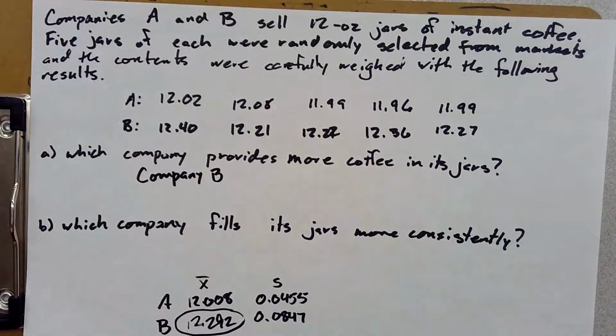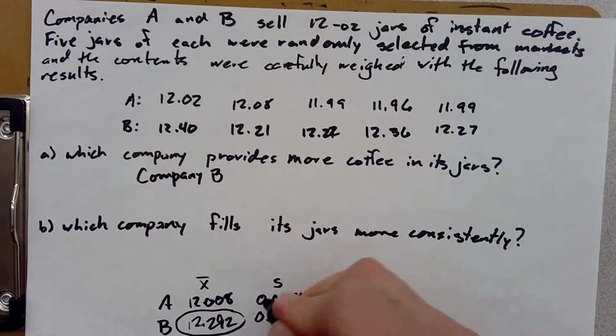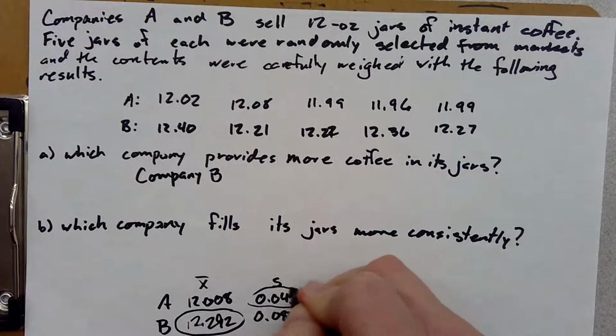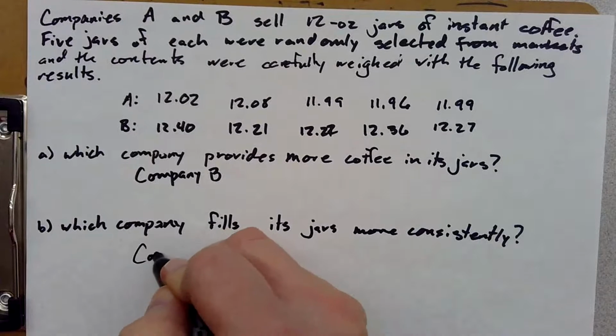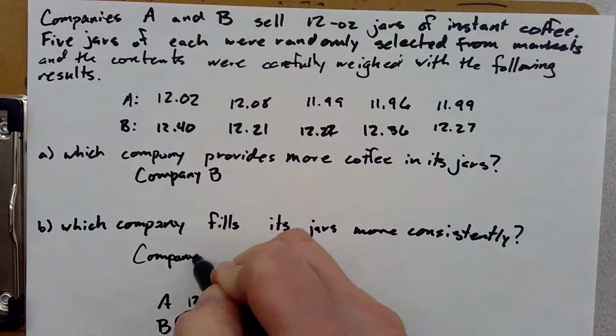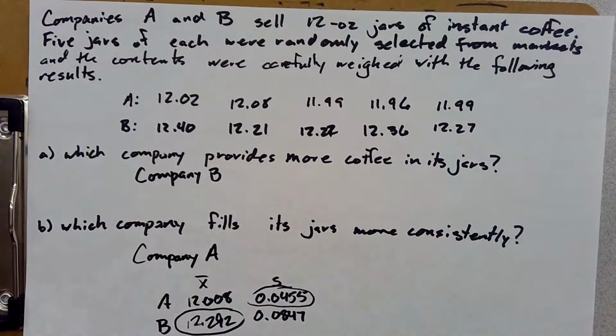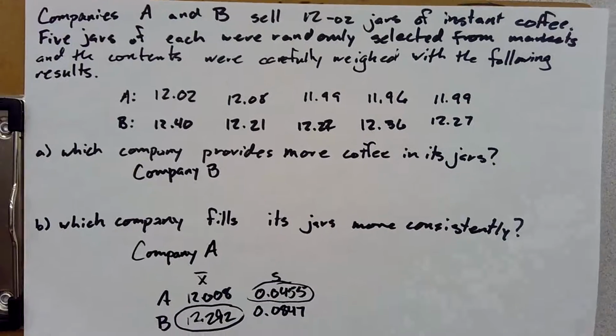The second question asks, which company fills its jars more consistently? Which company has closer values? Where are the jars almost the same weight? Well, that is going to be Company A, because a smaller standard deviation suggests more consistency. However, I'd still go with Company B because they get more coffee in their jars.